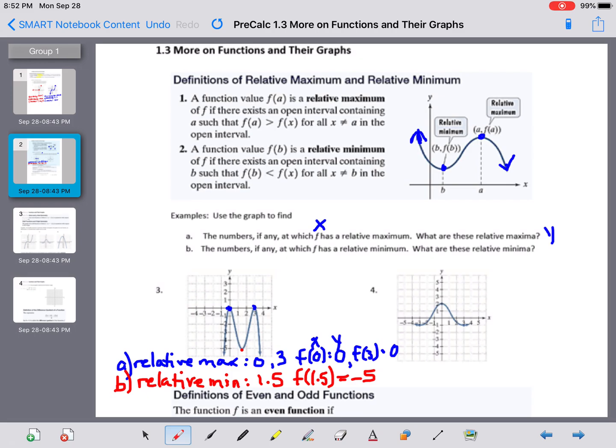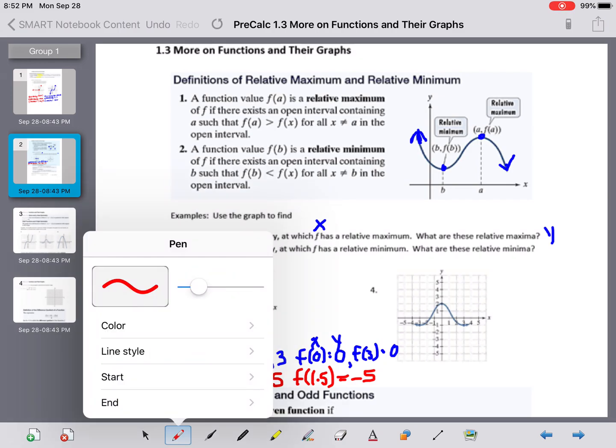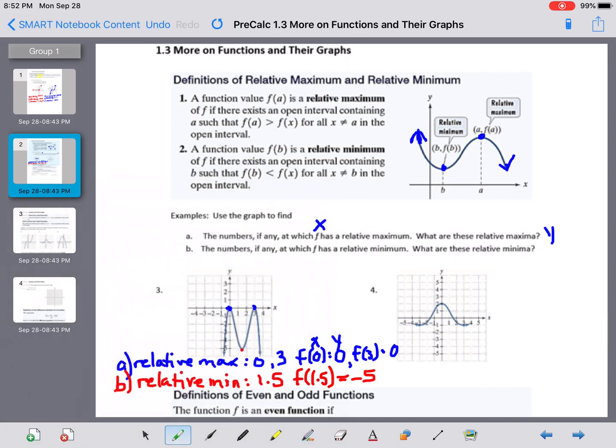So moving on to the one at number 4, it's important to notice the arrows and where they're going on that one. So for A, again, I'm finding the relative max. Okay, I'm looking, is there a high point over there? So it looks like at x equals 0, I have one, and I can write this at f of 0. What is that max point? Looks like it is 2.